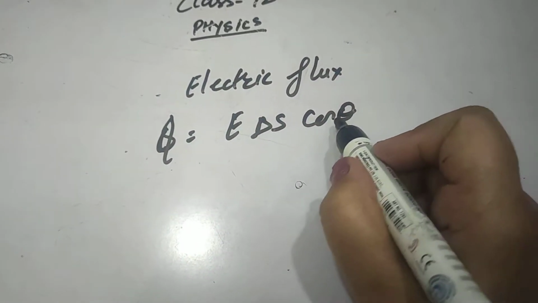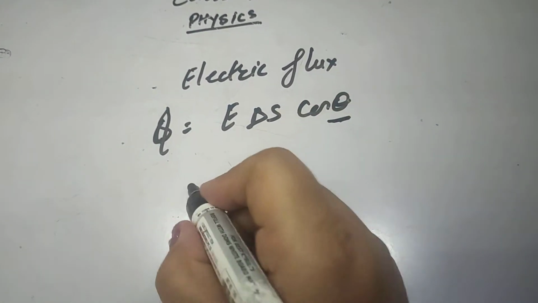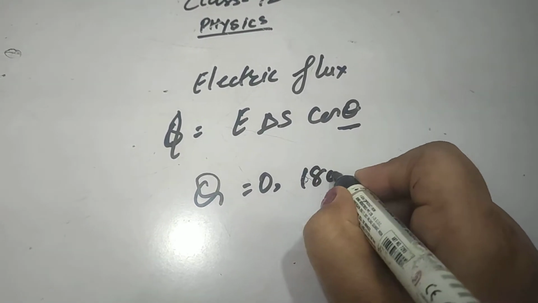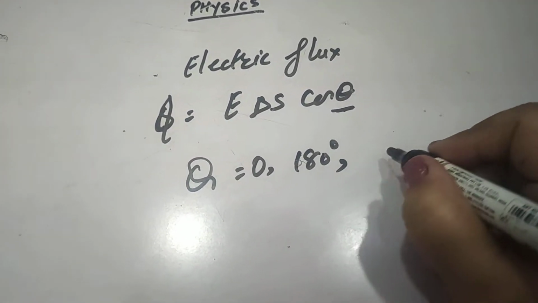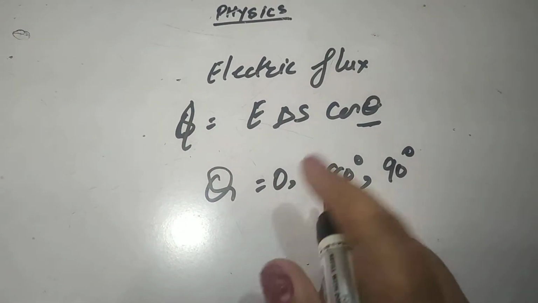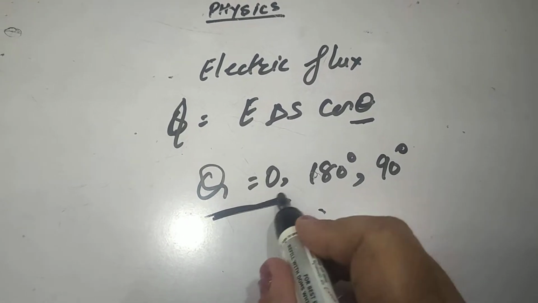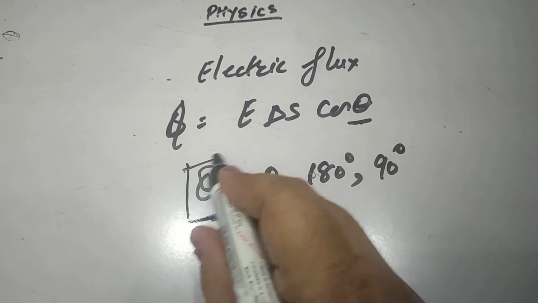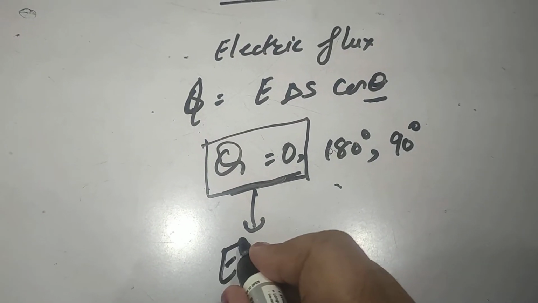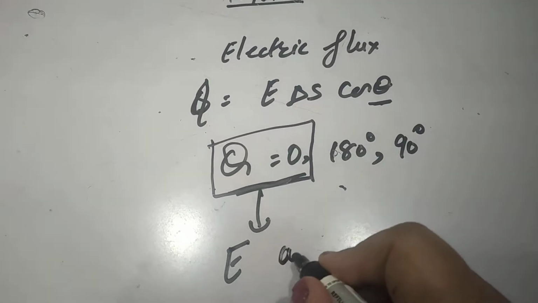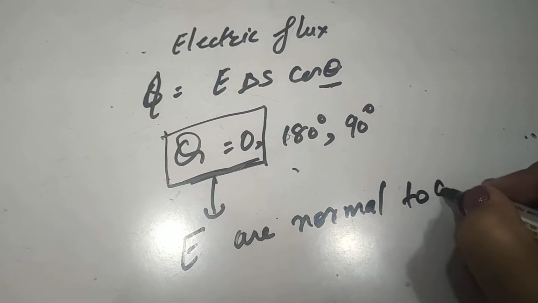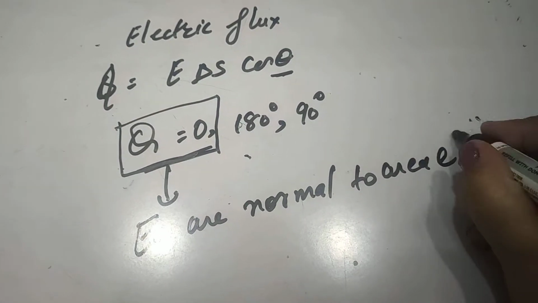The three cases can arise from this. The theta can have value 0, 180 degree, or third is 90 degree. When theta is 0, it is the case when the field lines E are normal to the area element.